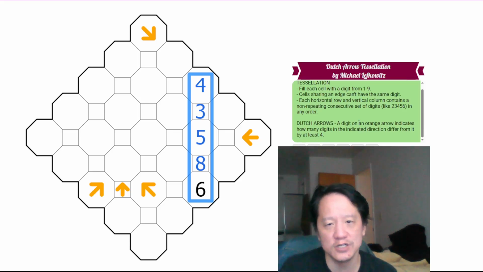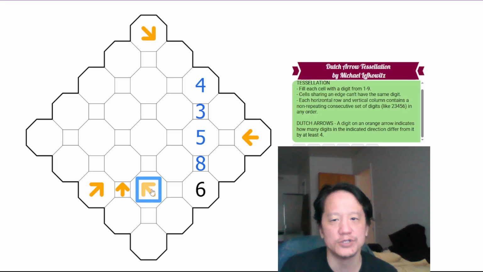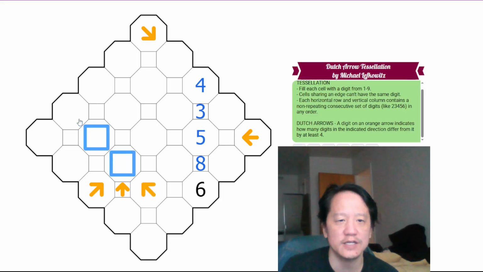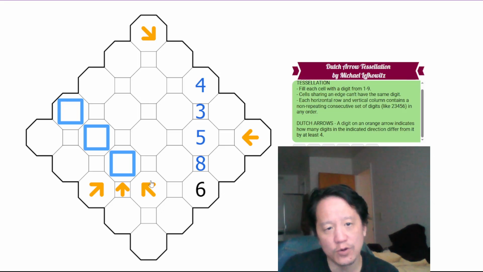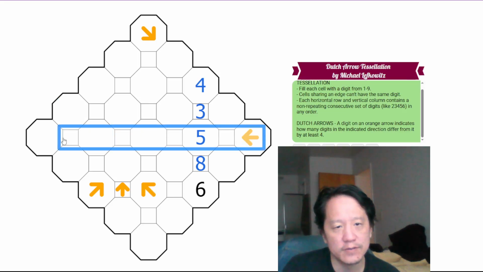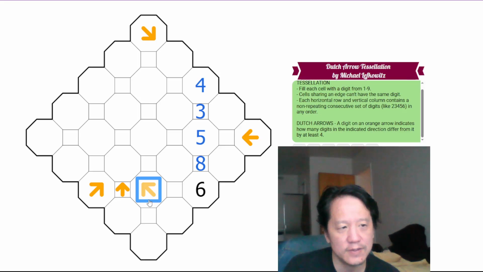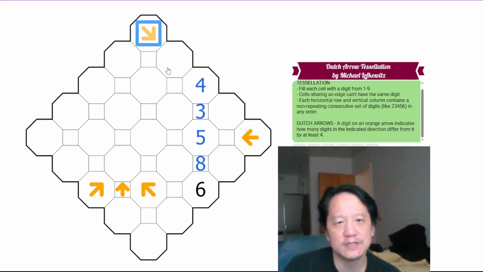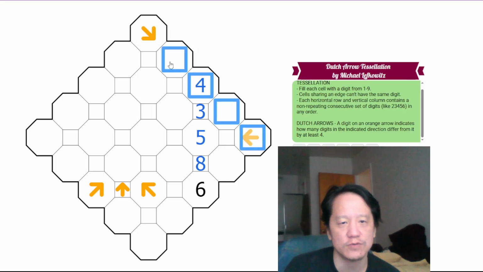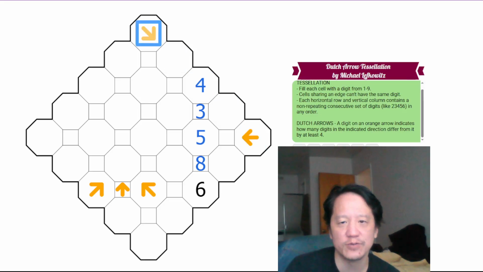And that's basic tessellation. We also have Dutch arrows, where a digit on an orange arrow indicates how many digits in the indicated direction differ from it by at least 4. So, for example, we know this is the digits 1 through 9. Anyways, say this digit had 4 digits along this row which were 4 or more away from it. So say this was, well, it would have to be 4 then.